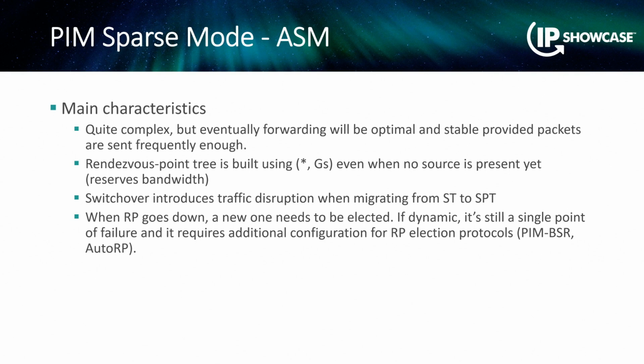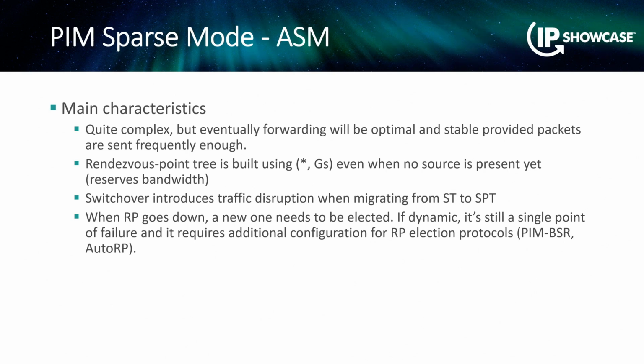There's two models of sparse mode, one for ASM and one for SSM. So we'll talk about ASM first. It is quite complex. Eventually, though, optimal forwarding happens, and we do end up getting stable packets at the end of it. This needs to use something called a rendezvous point, and that rendezvous point is built using something called star Gs, even when no source is present. That means if I have a receiver that joins a multicast group, I'm actually going to build state in the network towards that rendezvous point, even if that source doesn't actually exist on my network. Because that star G means anything that is at any address sending this group, I want to join it. So you basically build that tree towards your receiver automatically.